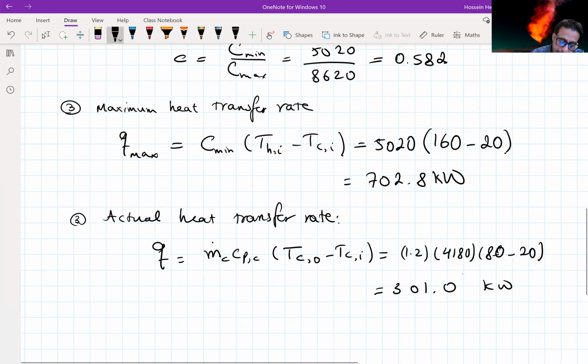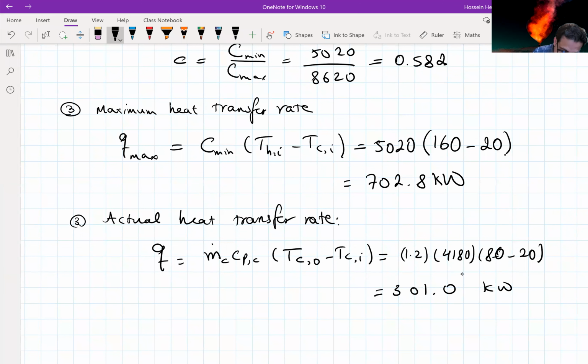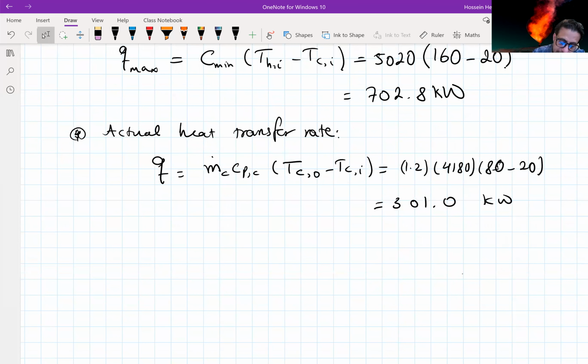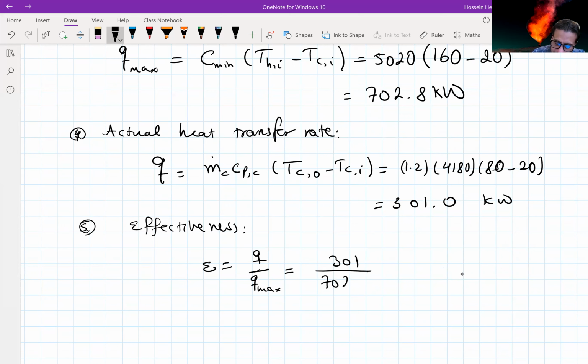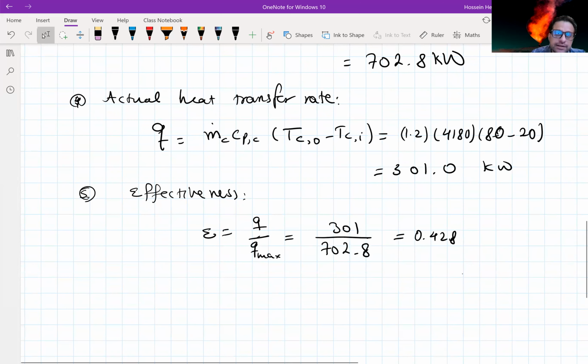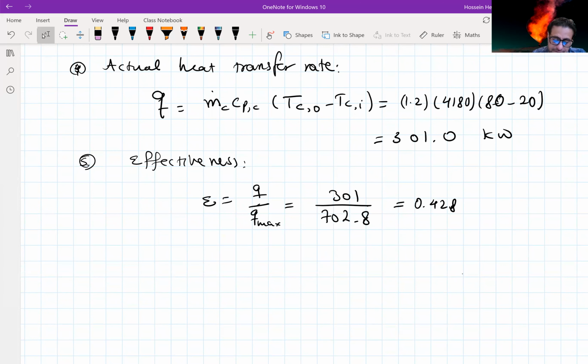So what we need is the actual heat transfer from the known values, and then I can find the effectiveness. Epsilon is going to be Q over Q max. So what we are going to get is 301.0 over 702.8, and the ratio would be 0.428.